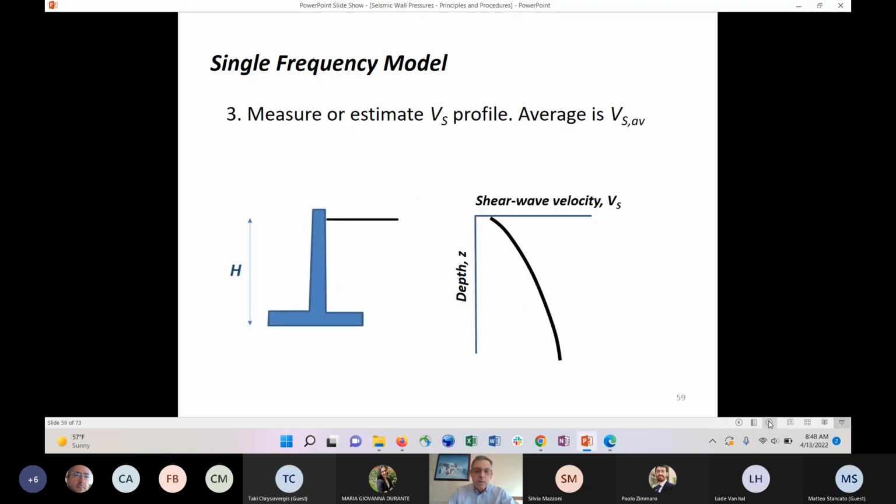Now we need to represent the stiffness of the soil behind the wall. Typically, it's a sandy backfill. There's some variation of shear wave velocity with depth like this. We're going to take a time averaged shear wave velocity, which is the ratio of the wall height to the shear wave travel time, just like in a VS30 calculation, but now it's over the wall height, not 30 meters.